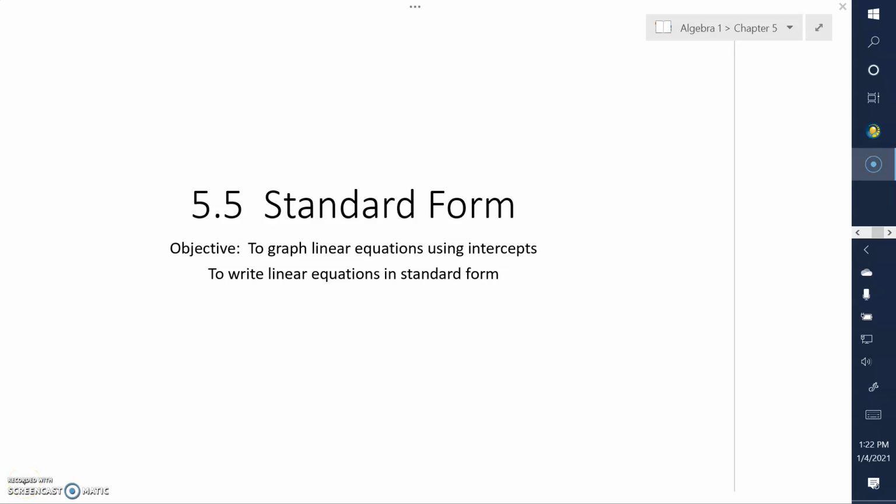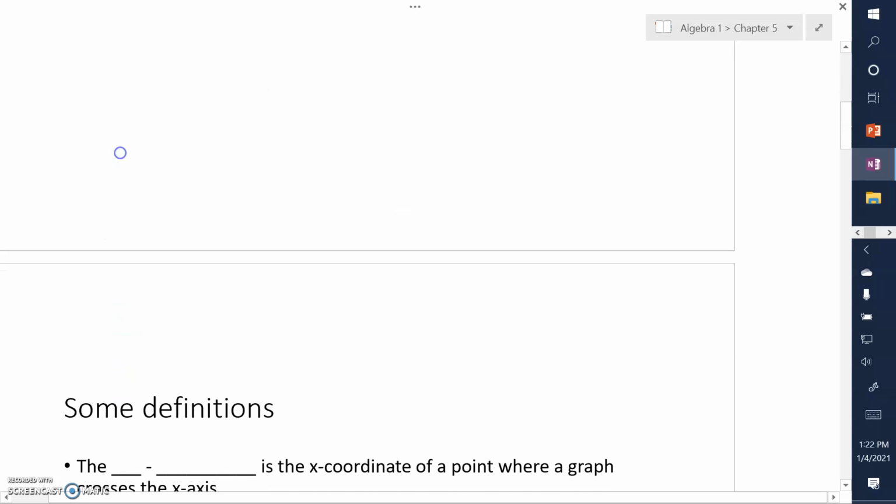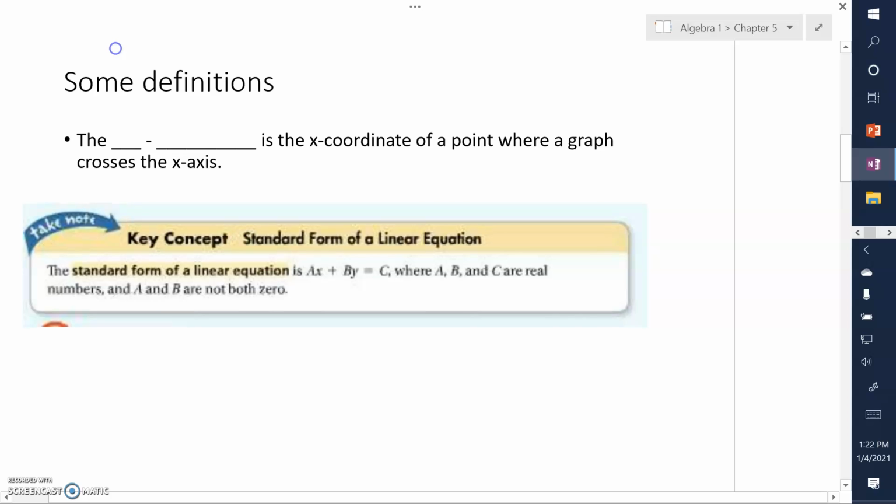Hello everybody, this is Mrs. Snook with section 5.5. And 5.5 gives us a third form that we can use for writing the graphs of equations. And this one is called standard form. And so our objective today is we're going to graph linear equations using intercepts, and we're going to write linear equations in standard form. So first up, the definition.